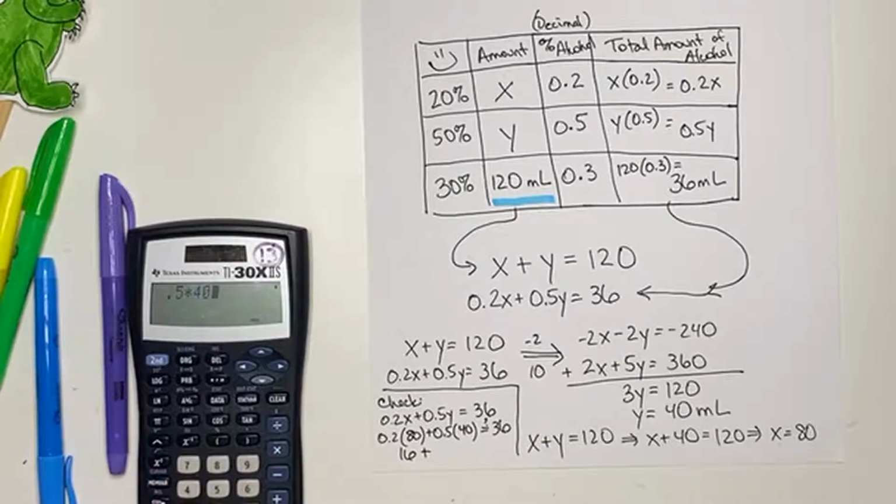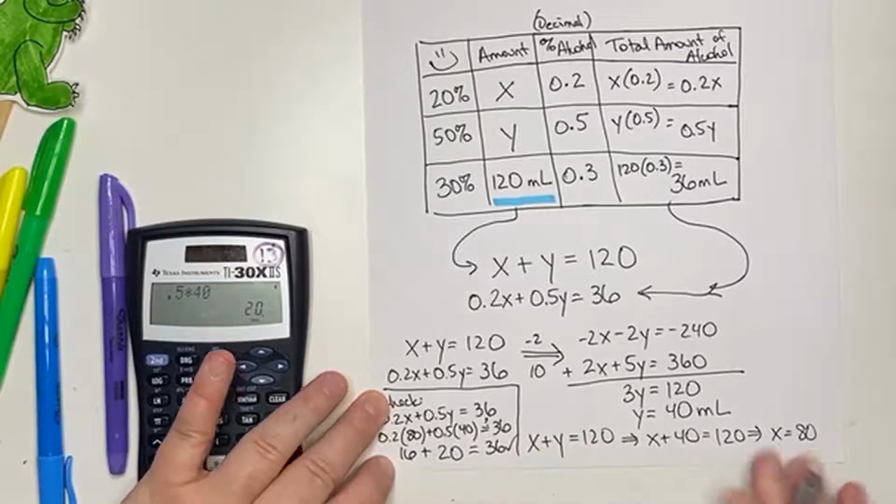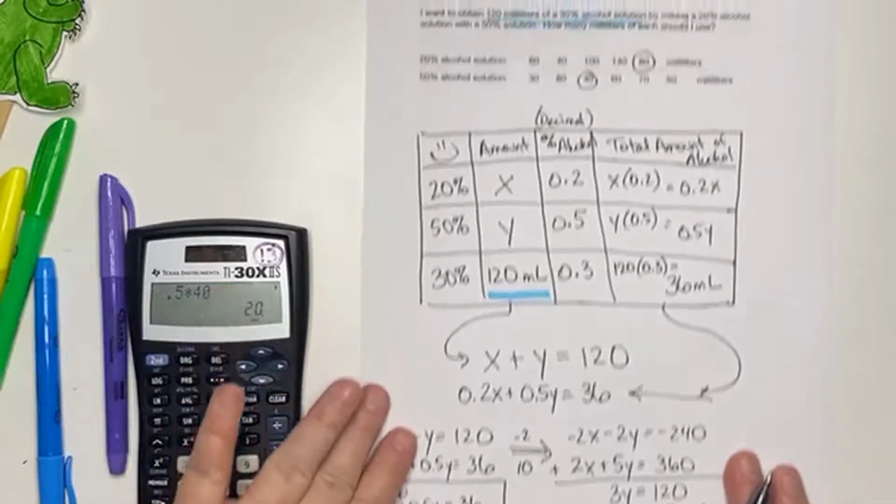0.5 times 40 is 20. That equals 36. Now, why do I check when the answer was here?